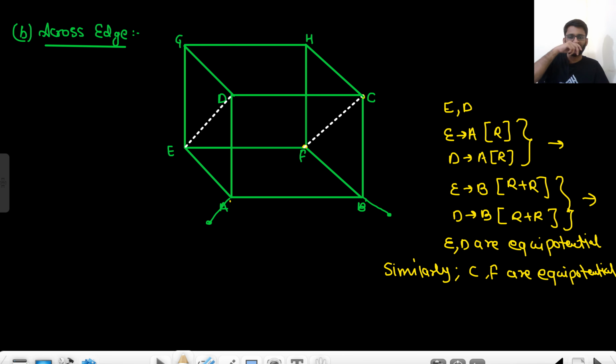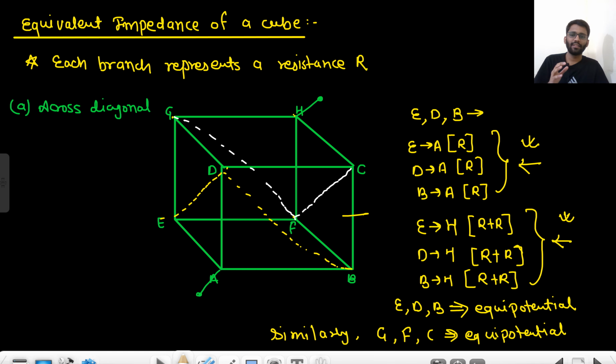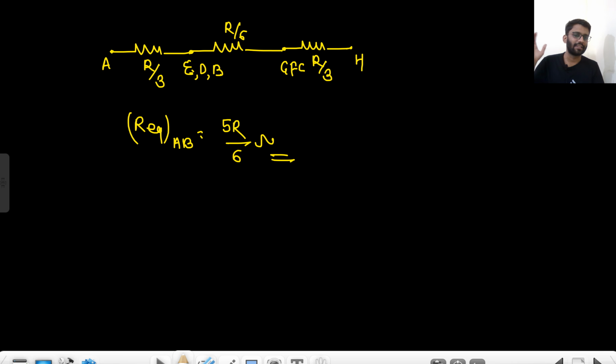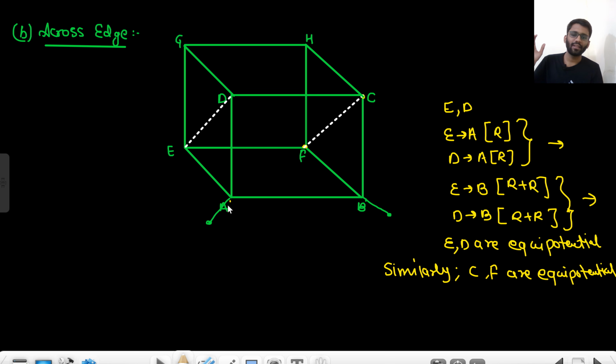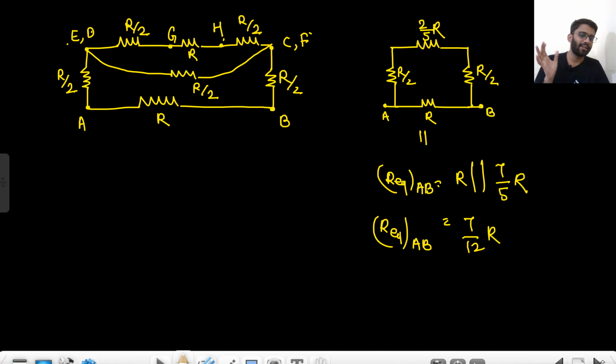So this is what we have seen in the cube. In the cube problem, we have seen three things. Across the diagonal, if they ask between A and H, or between G and B, the answer will be the same, 5R by 6. Now here they are asking between A and B. If they asked between E and F, or between G and H, or between D and C, across edges, the answer would be the same, 7R by 12.